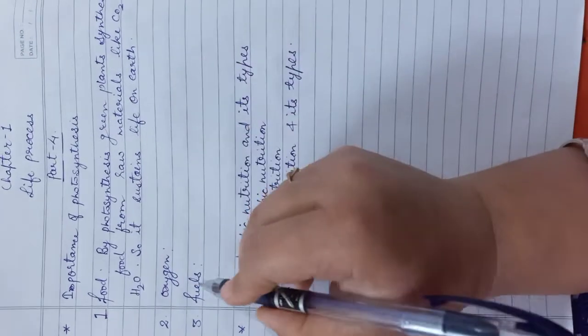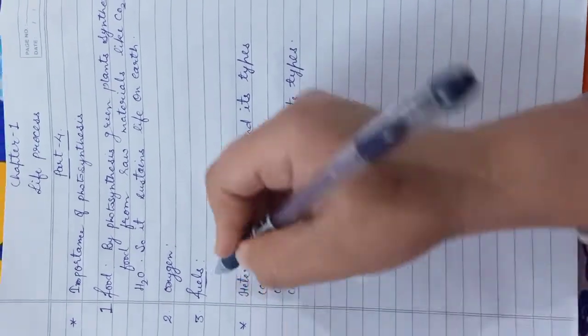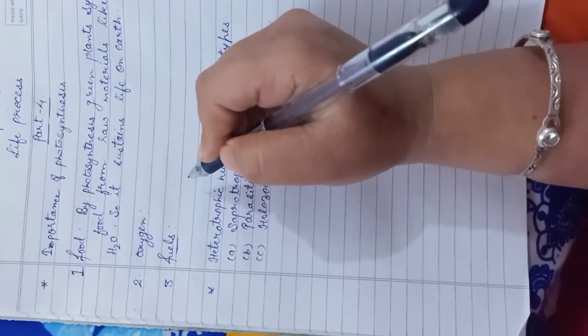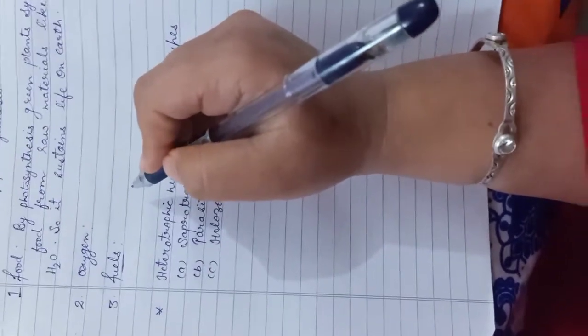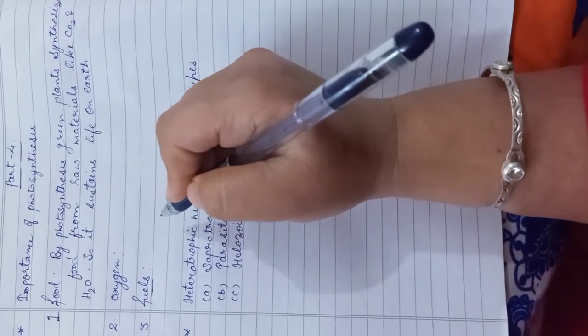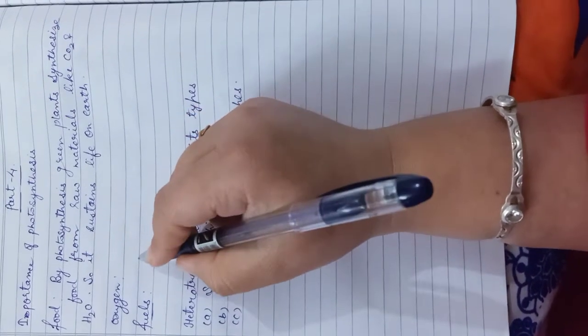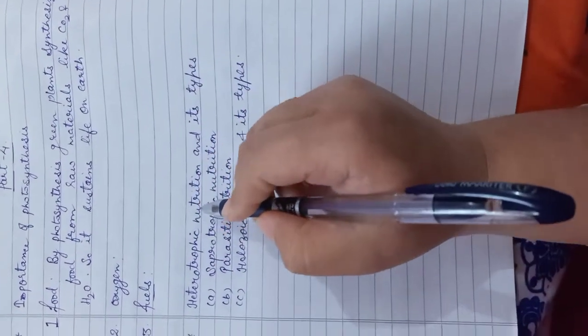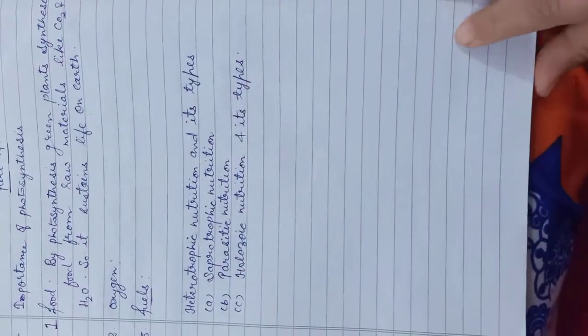And the third one is fuels. You know about the fossil fuels like coal, oil and natural gas. These are forms of stored solar energy, which were synthesized by photosynthesis millions of years ago. And now let's discuss heterotrophic nutrition and its types.